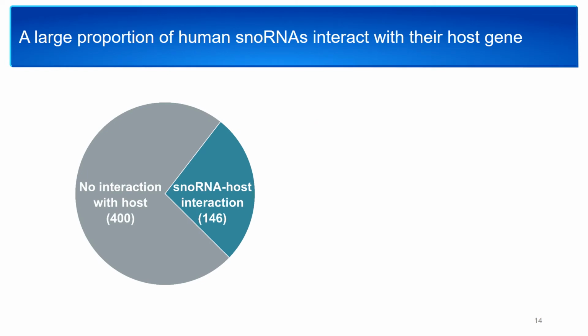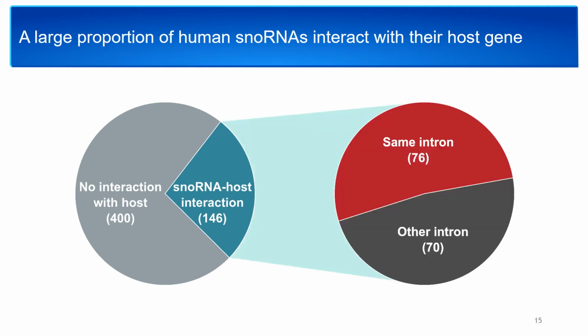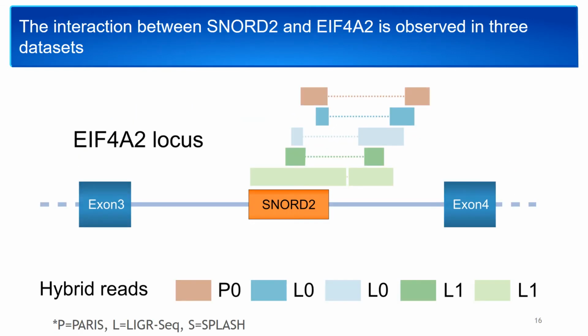From our reanalysis, we found that more than 25% of all the detected snoRNAs showed at least one interaction with their host gene. And from those, more than half displayed an interaction in the same intron where the snoRNA is located. Here's one of the most interesting interactions that we found, which is between the SNOR2 snoRNA and the downstream intron region of its host gene EIF4B2.